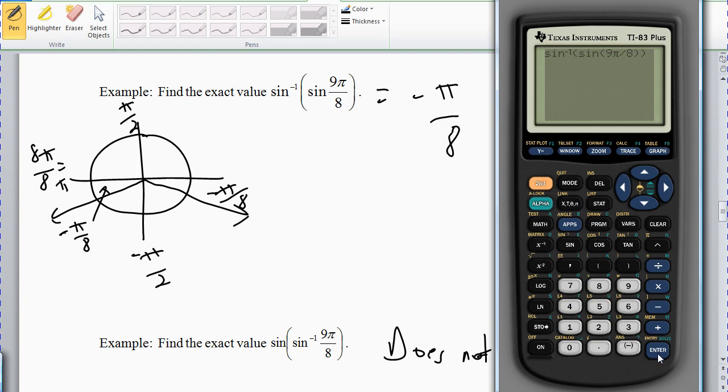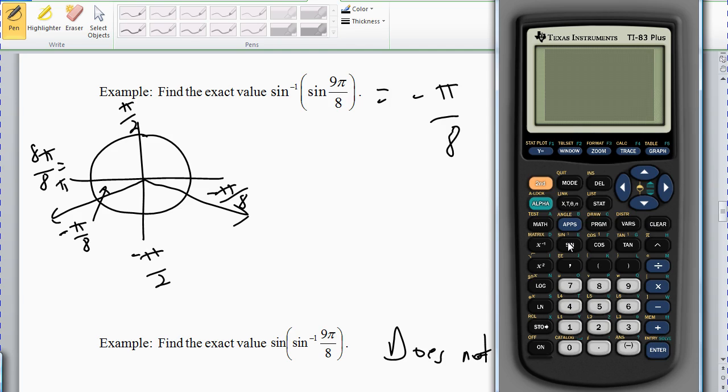We have that, divided by secant pi. Math. Enter. Enter. And you see the negative 1/8 and put a pi on top. Now let's do this one.